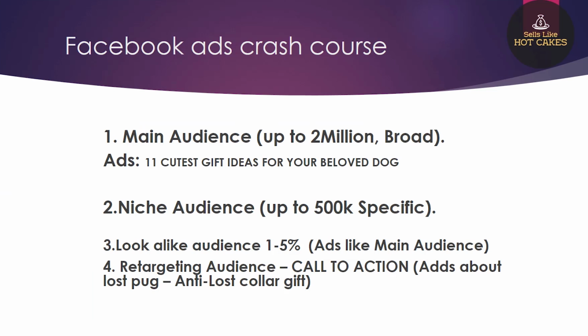So let's summarize what we just did. In my case, what I'm going to do is to have 4 different campaigns, and each one, of course, will have multiple ad sets and ad variations. The first one is for my cold broad audience, and I will be promoting 11 cutest gift ideas for your beloved dog. So the goal here is to just get people engaged with my content and to get them to visit my website so they will get into the retargeting audience automatically using Facebook Pixel.